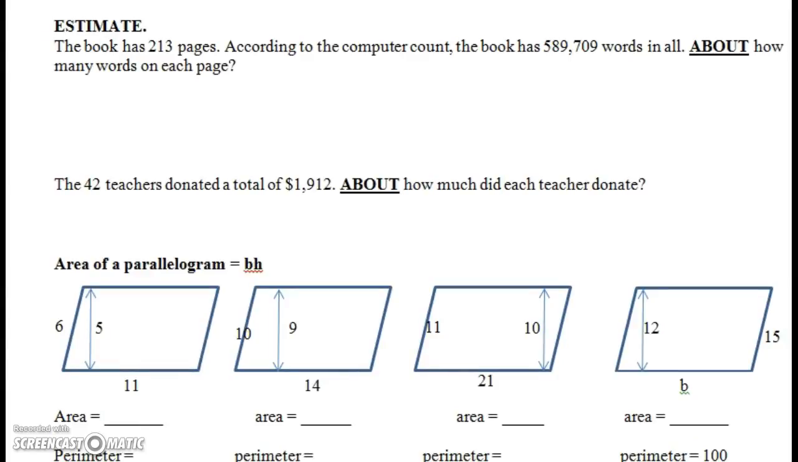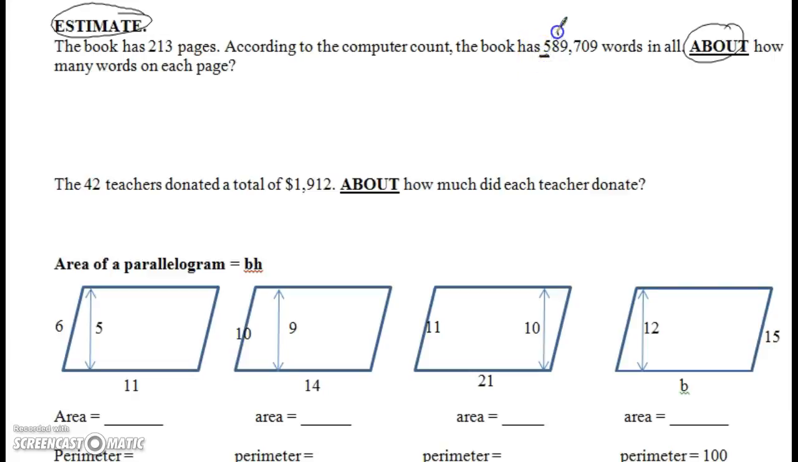Estimate. The book has 213 pages according to the computer count. The book has 589,709 words in all. About how many words on each page? My fault. Notice I got the word estimate and I got the word about. It's in all caps. It's bolded. It's underlined. Tells you there must be something important about that word.